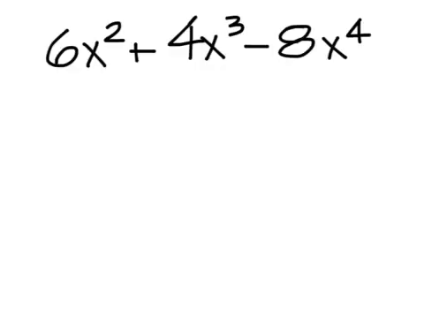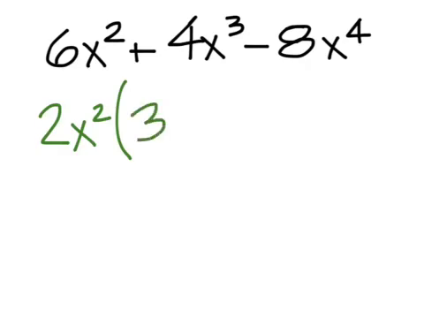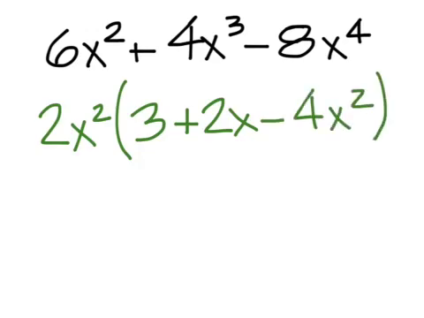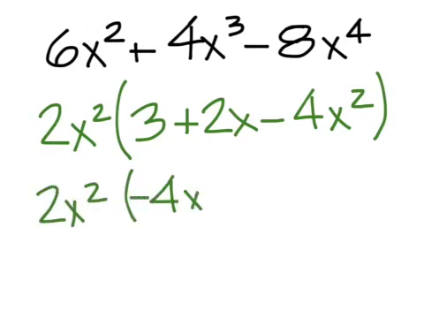The highest number you can take out is 2, and the lowest power of x is 2, so 2x squared. And you're going to have to multiply that by 3 plus 2x minus 4x to the second. You must arrange what's in the parentheses in descending powers of x. So it would be negative 4x squared plus 2x plus 3.